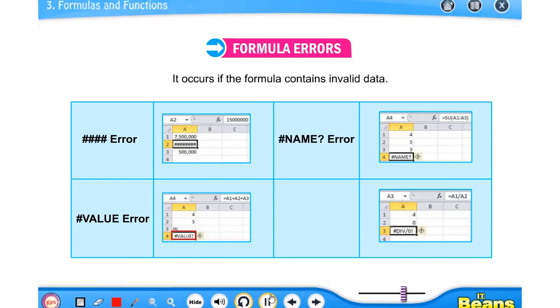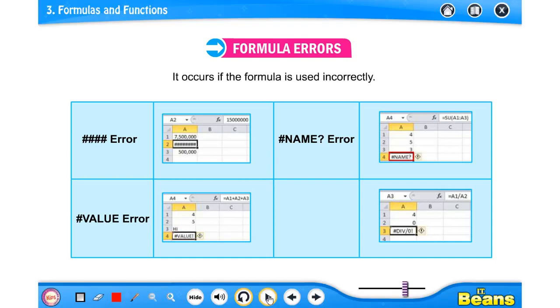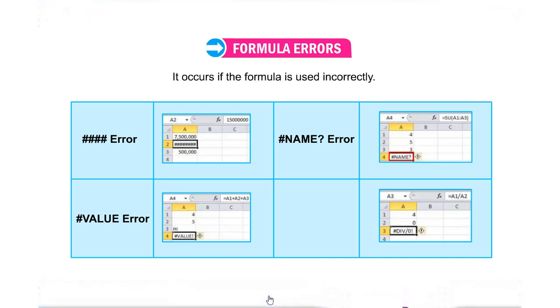Hash name question mark error. It occurs if the formula is used incorrectly. Now this type of error is used when your formula is not correct. Either the formula is not correct or the value which you have selected is incorrect. In both the cases, this type of error will be displayed.